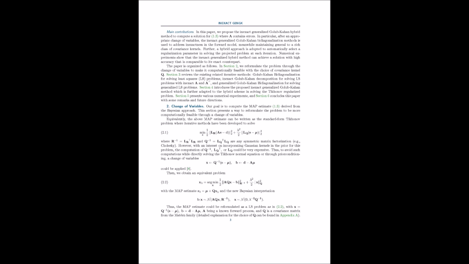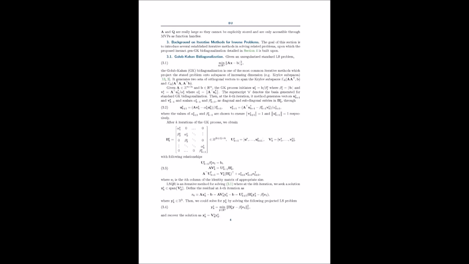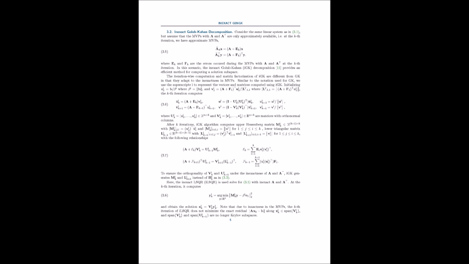Okay, so we've got igenGK setting the stage, and igenLSQR finding the best solution within that reduced space. But we haven't talked about regularization yet. How do they choose the regularization parameter lambda, which controls that balance between fitting the data and keeping the solution smooth? That's where their hybrid approach comes in.